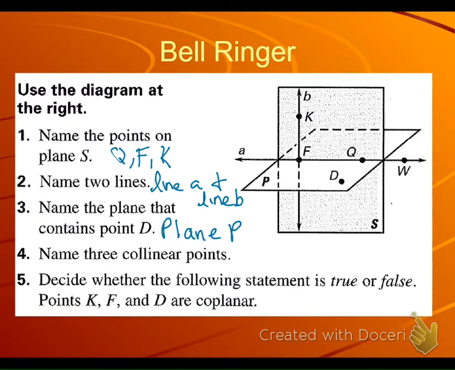Okay, name 3 collinear points. What does it mean to be collinear? Yep, Nick? On the same line. On the same line? Do you want to tell me the 3 points? F, Q, W.